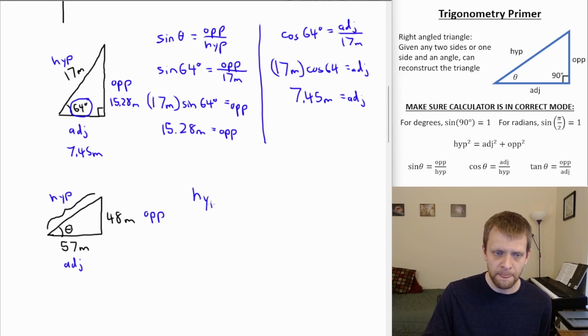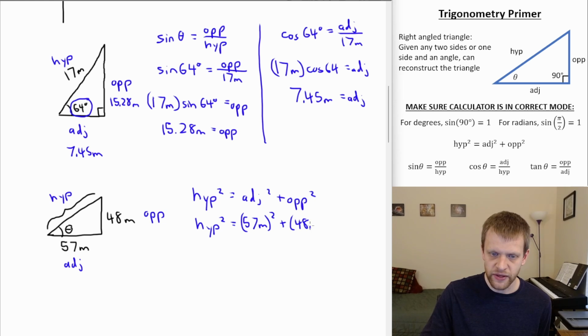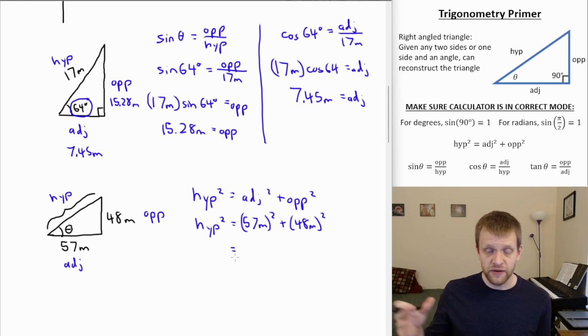So we've got hypotenuse squared equals adjacent squared plus opposite squared. And we can start subbing in some numbers. So the adjacent side, that was 57 meters, and we square that, plus 48 meters, and we are squaring that. Okay. And that side of the equation, we can plug that into our calculator. So 57 squared plus 48 squared.